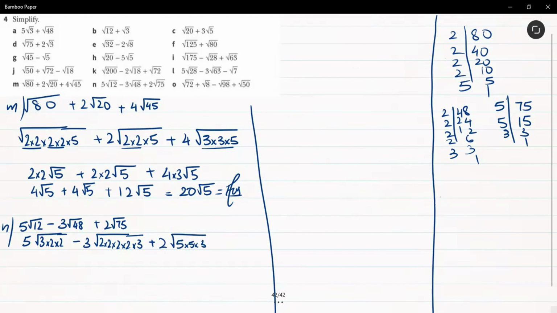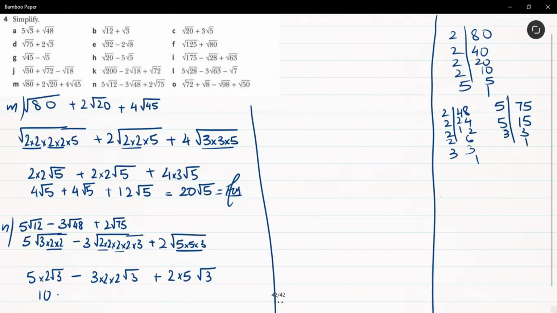Now just simply simplify it. We get 5 as a pair here. So, in fact, I'm going to start from the starting. We've got a pair of 2, so 5 multiplied by 2 under root 3, minus, we have got 2 pairs of 2 here. So 3 multiplied by 2 multiplied by 2 under root 3, plus 2 under root, sorry, 2 multiplied by 5, because there's a pair of 5 here, under root 3.